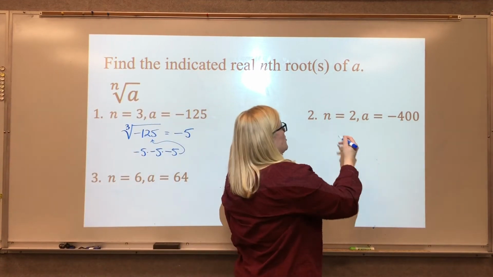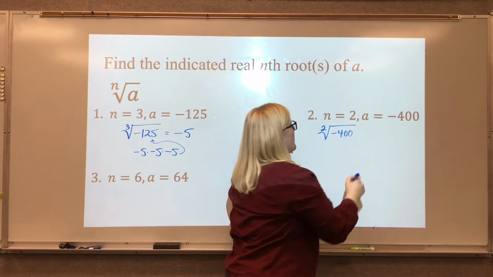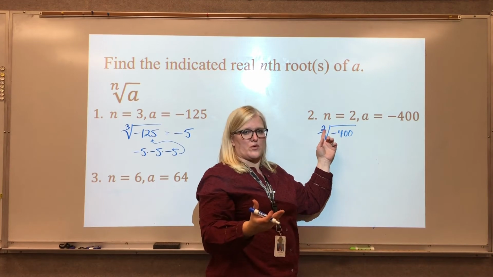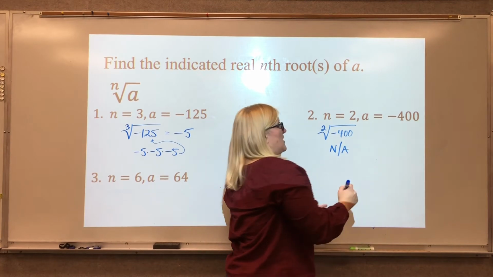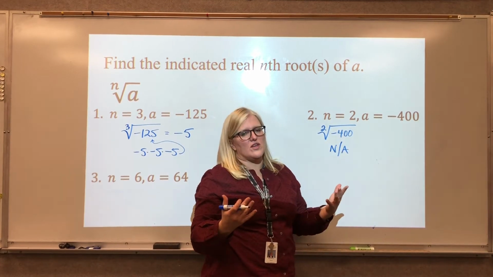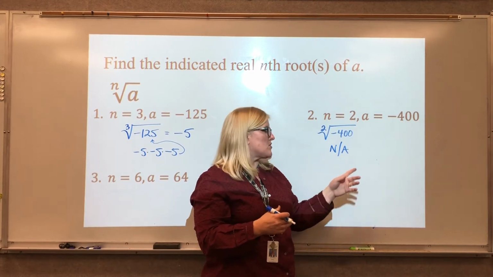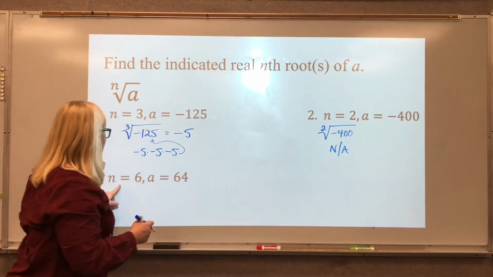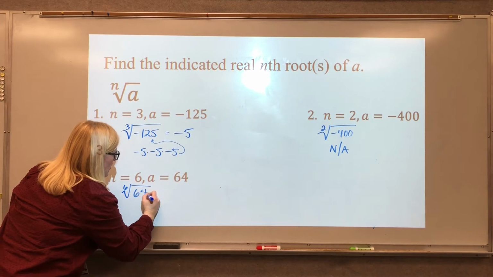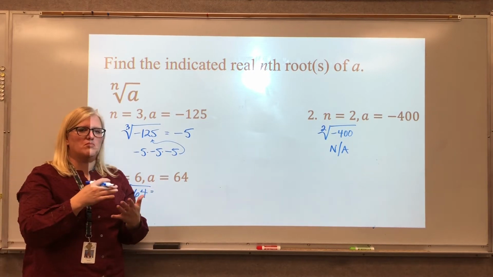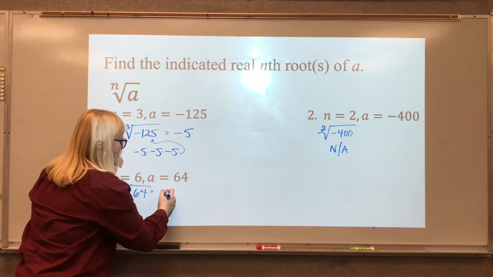Okay, so this one we have a 2 here and a negative 400. When the 2 is there, that's our square root. Okay, and in this case, we can't do it because we do have a negative there. Now, we could do an i, but we're not talking about complex numbers right now. We're talking about real numbers. And finally, if I take the 6th root of 64, what do I have to multiply by itself to get 64? And the answer is 2.